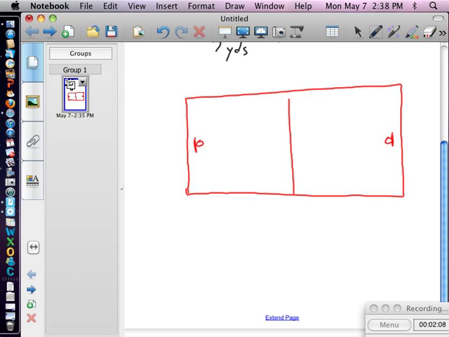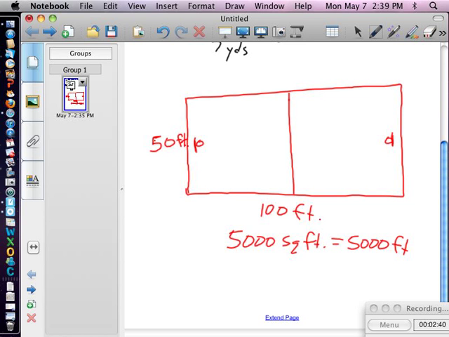Floors of gyms are often made of wood. And so in order to figure out how much wood we need for the floor, we need to figure out the area of the gym. And maybe it's 100 feet long by 50 feet wide. And so we need to figure out how much wood to buy. And in this case, 100 times 50 would be 5,000 square feet. Or you could write 5,000 feet squared.